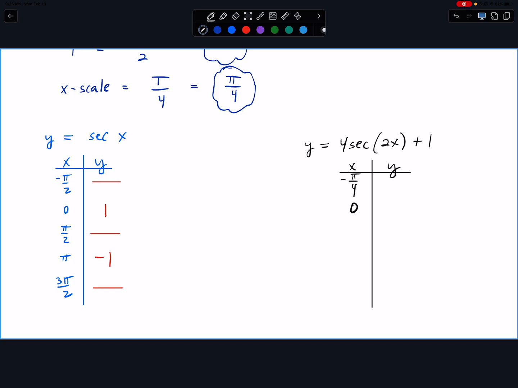And then I'm going to keep going. So I'm going to get pi over 4. This would be pi over 2. And then 3 pi over 4. Okay, if I measured from here to here, that would be pi, which is my period. So that's correct. Okay. Now, how am I going to get my y's? Multiply by 4 and add 1. Good.